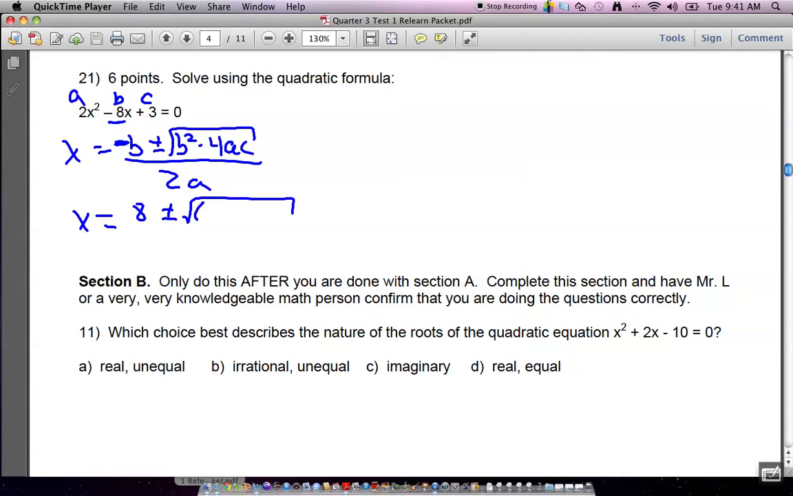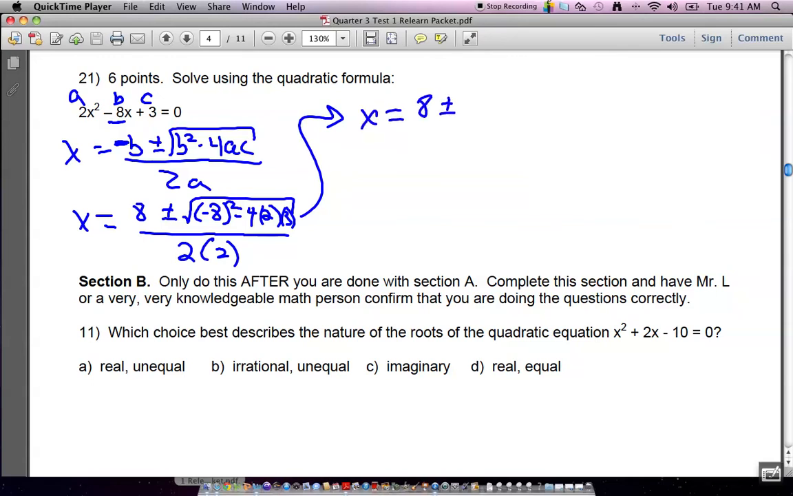Now B is negative 8, so I have to square that. And this gets interesting. I'll talk more about that in a second. Minus 4 times 2 times 3 over 2 times 2. And that's going to equal x equals 8 plus or minus the square root of. Now look, negative 8 squared. We have talked about this many, many times. This is what I mean about preparation. If you see a negative and you're going to square it in your calculator, you absolutely must put parentheses around that negative, or it will tell you negative 64.